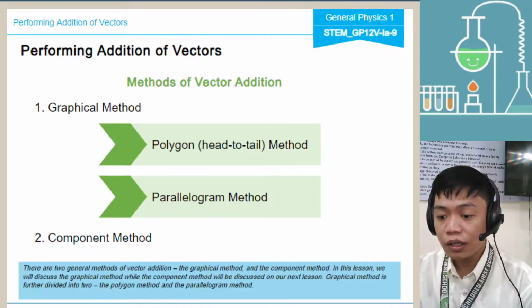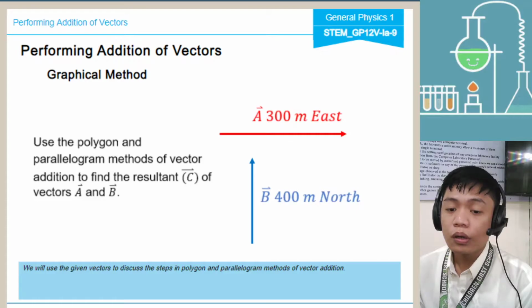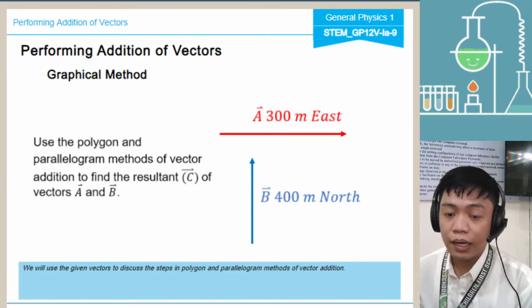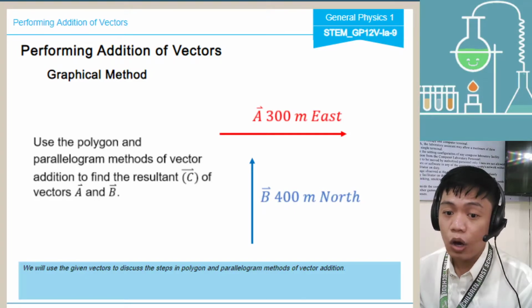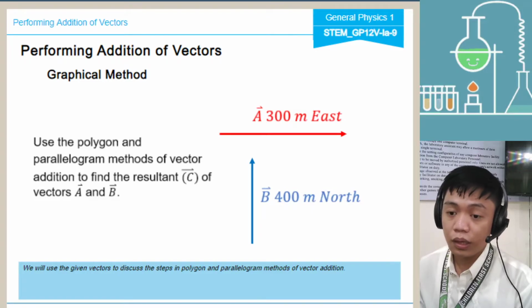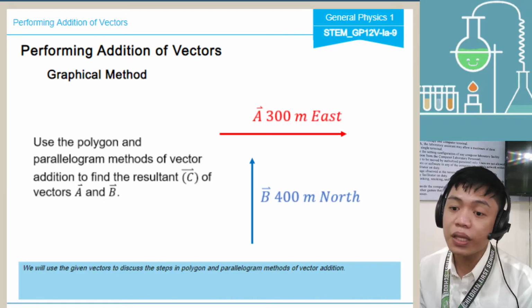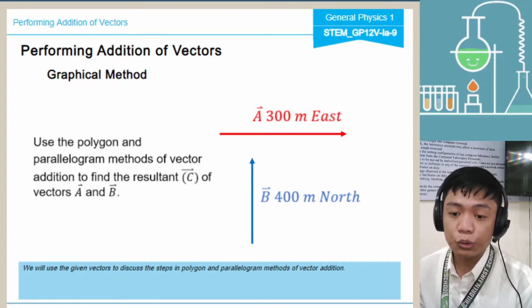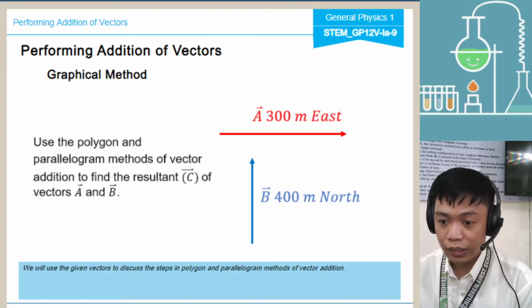So let's talk about the graphical method, the polygon method. Use the polygon and parallelogram method of vector addition to find the resultant C of the vectors A and B. The given value for the vector A is 300 meters east and the given value for the vector B is 400 meters north. So let's see.